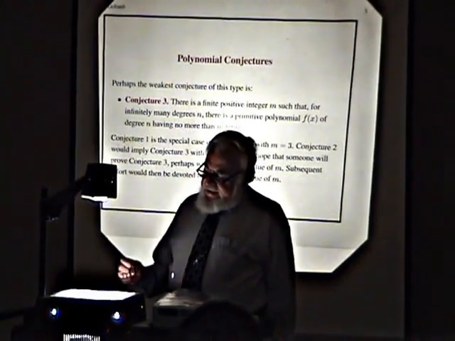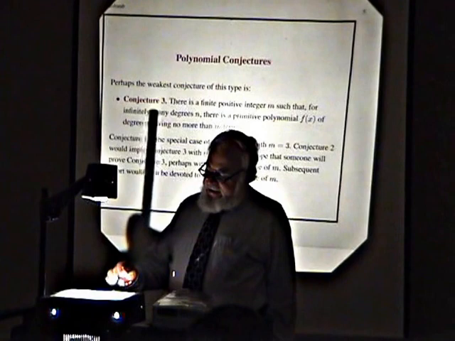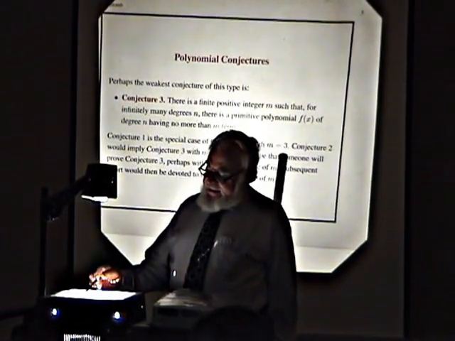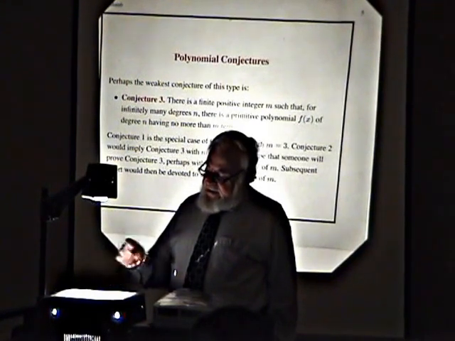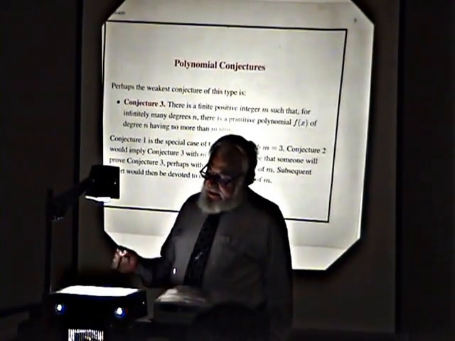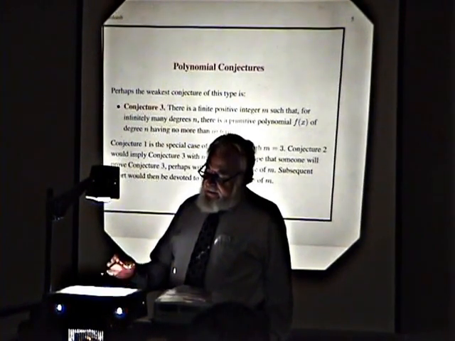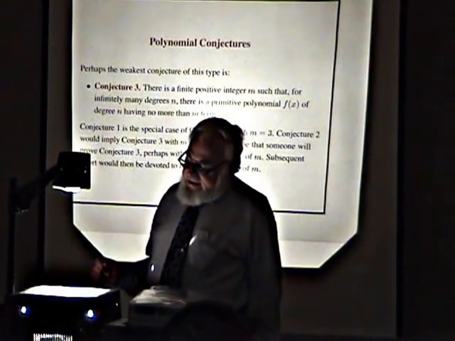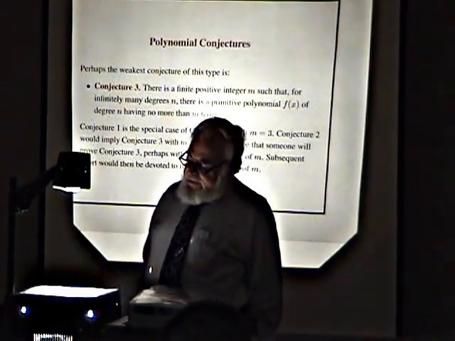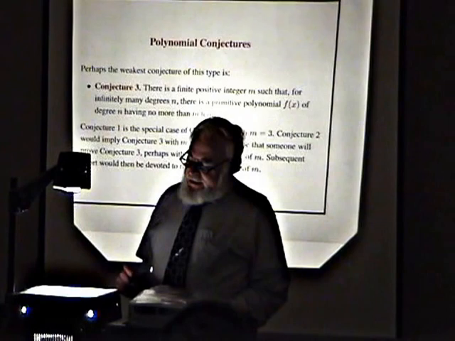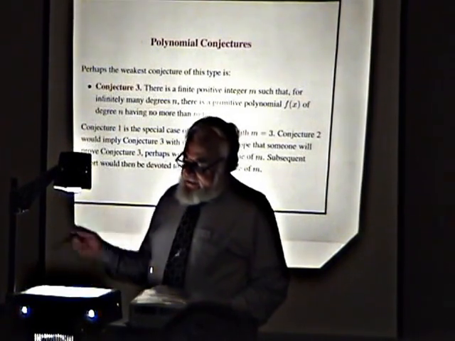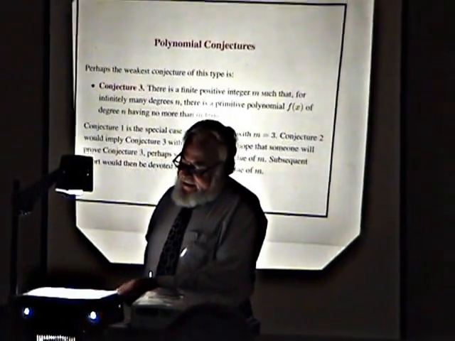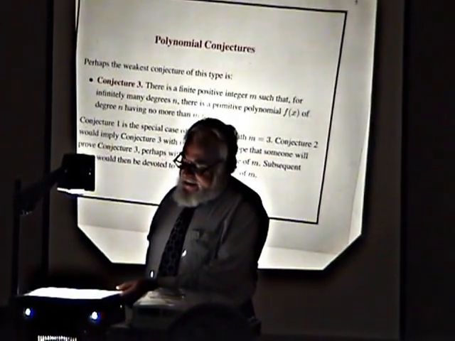What I listed as conjecture 1 is the special case of conjecture 3, where the number of terms m is taken equal to 3. Conjecture 2 would imply conjecture 3 with m equals 5. If someone succeeds in proving conjecture 3 with a very large value of m, then subsequent work would be aimed at reducing that value of m to something nice and small like 5 or 3.